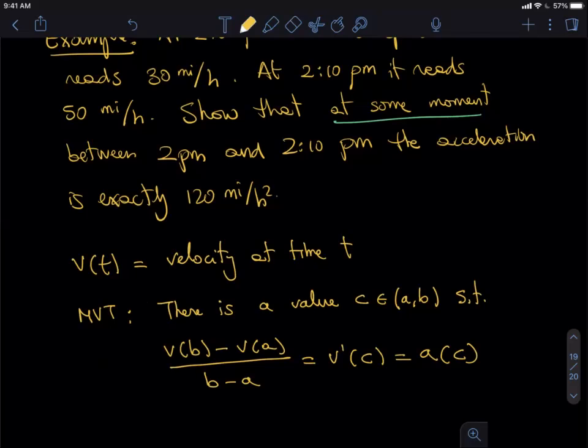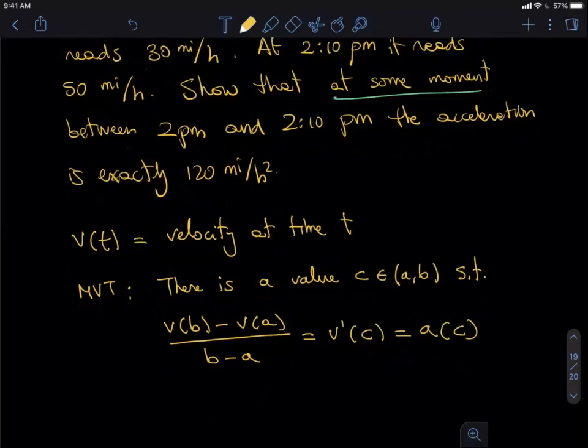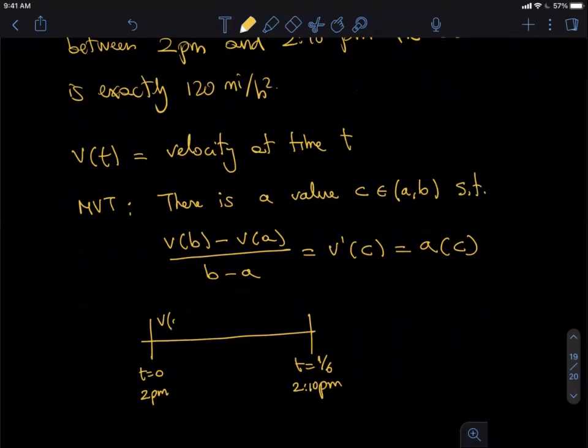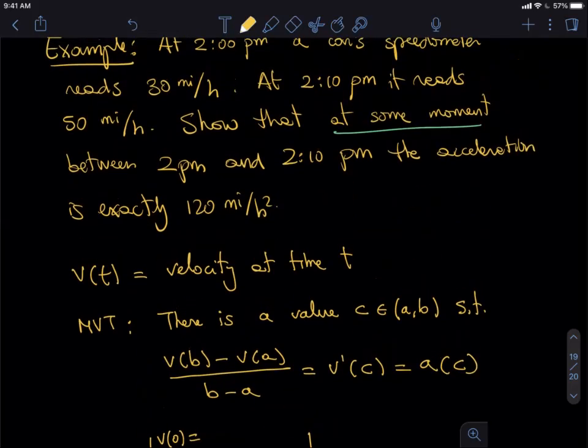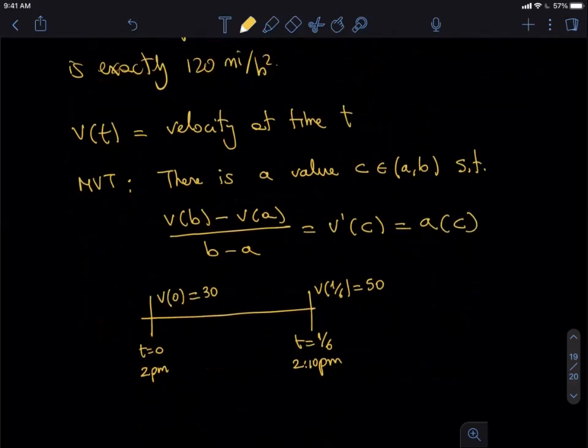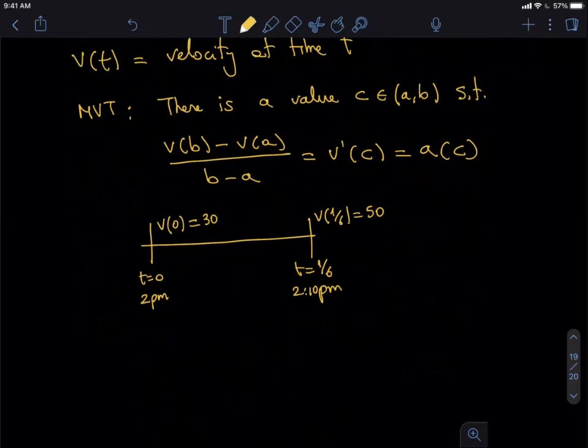So when we look at all the data we have, at 2 p.m., which we can say is t equals 0, and then we have 2:10 p.m., which is t equals 1/6 of an hour. And we have v of 0, which is, how much was that? It was 30. And then v of 1/6 was equal to 50. So see what happens here.